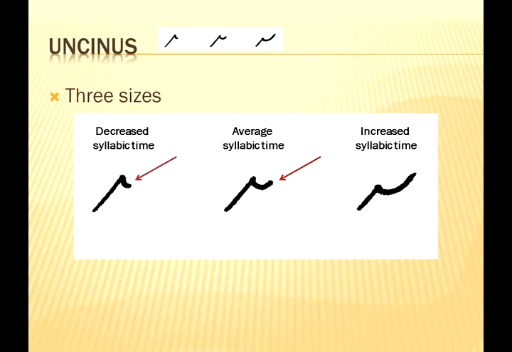The uncinus of decreased syllabic time has a short tail. And the uncinus of increased syllabic time has a noticeably larger tail. Sometimes the stem may be shortened a bit.